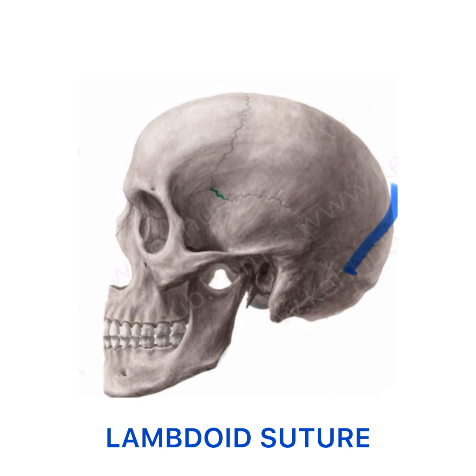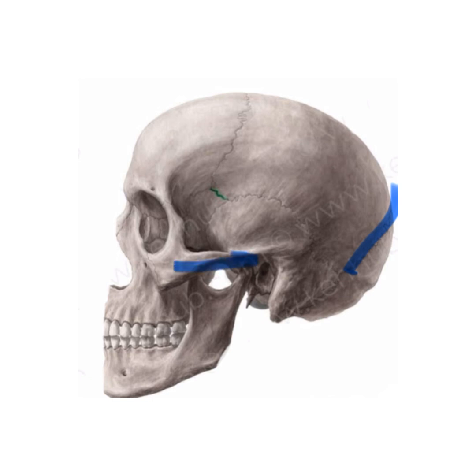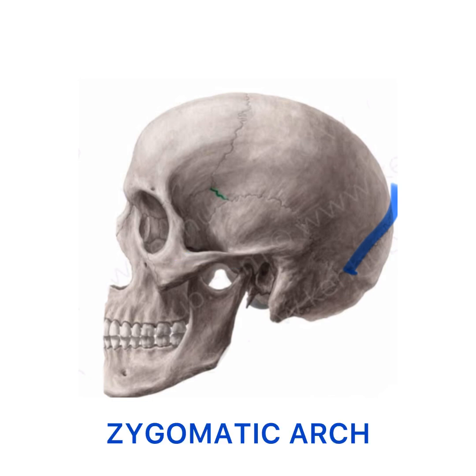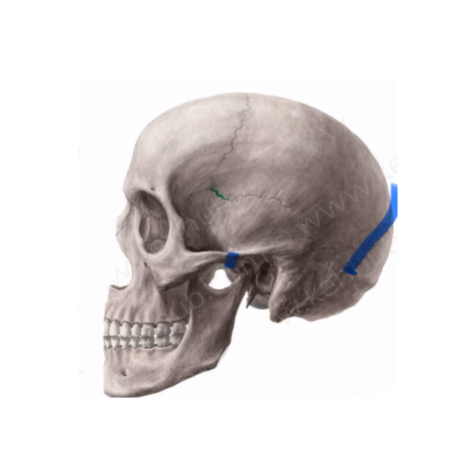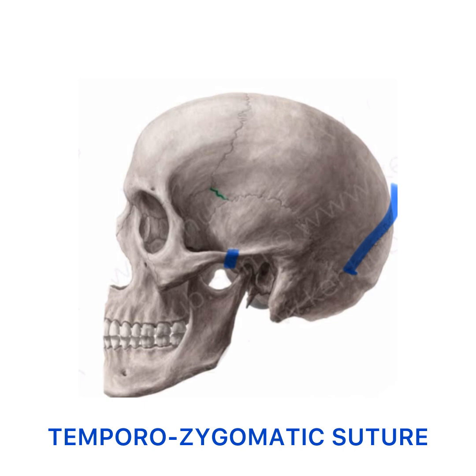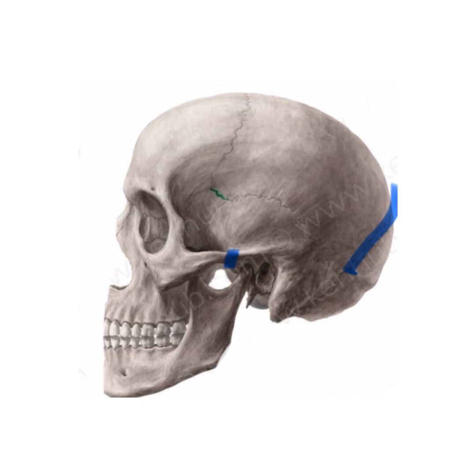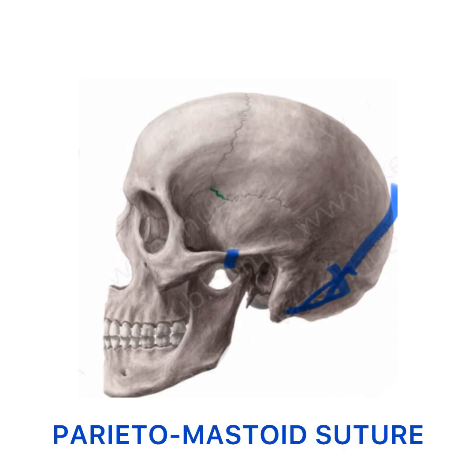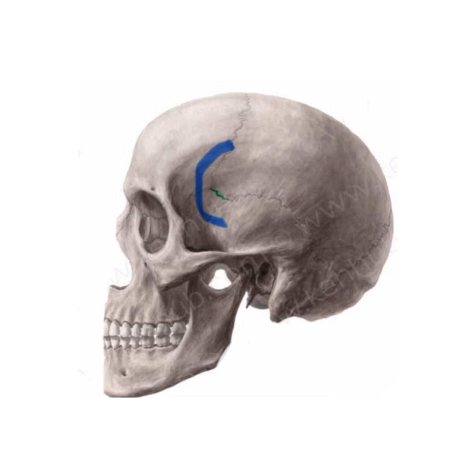Then here this thing is known as the zygomatic arch. Here a suture is present which joins the temporal bone and the zygomatic bone, known as the temporozygomatic suture. Another suture which is present here which joins the parietal and the mastoid bone is known as the parietomastoid suture. This area here is known as the pterion. Pterion is the combination of the sphenoid bone, the frontal bone, the parietal bone and the temporal bone.